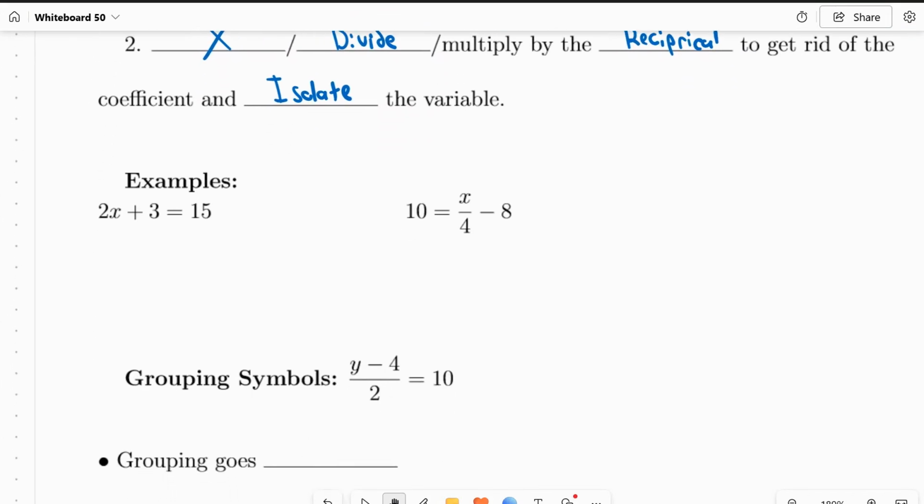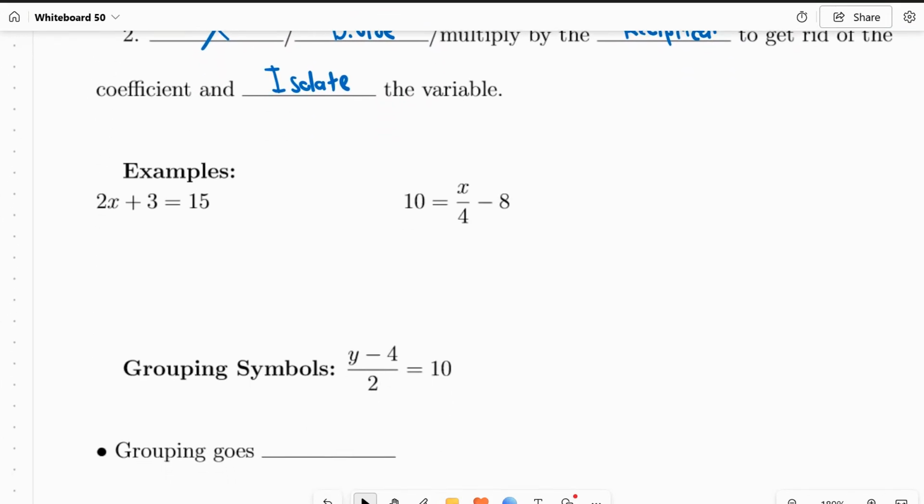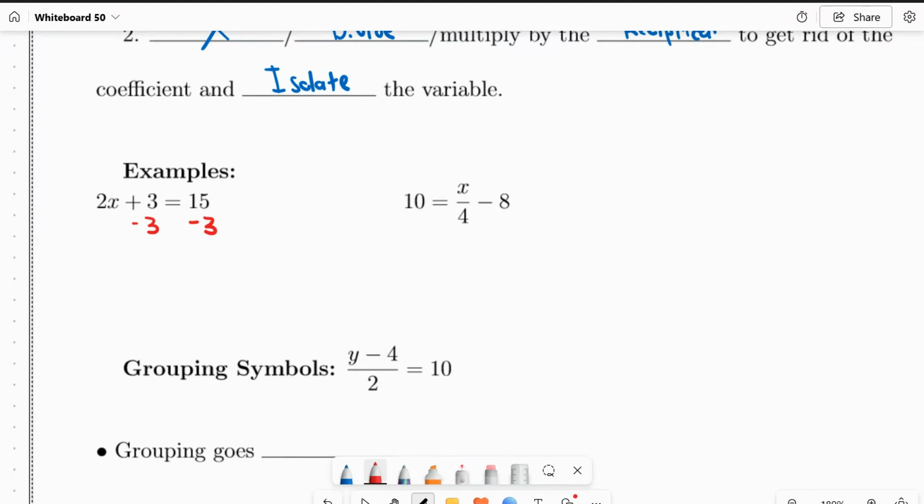So let's look at one example of this. So in example 1 here, we have 2x plus 3 equals 15. So the first thing we're going to want to do is go ahead and isolate the variable. So I'm going to do that by subtracting 3 to both sides. I am subtracting 3 because that is the inverse operation of adding 3.